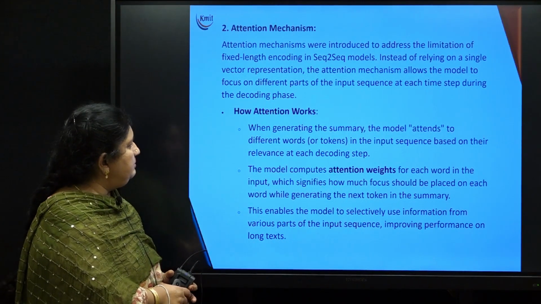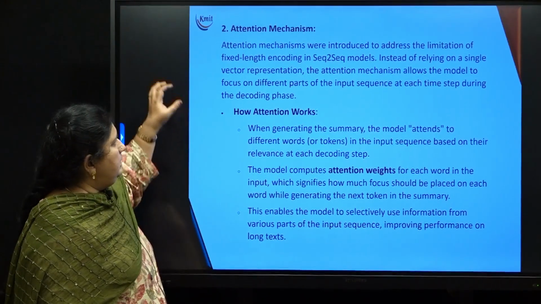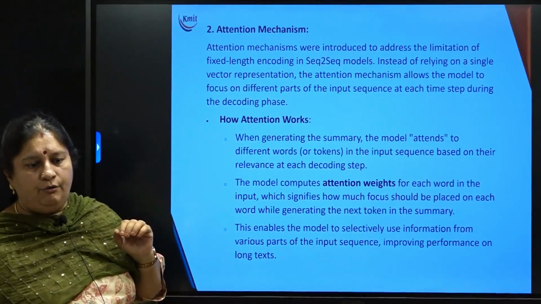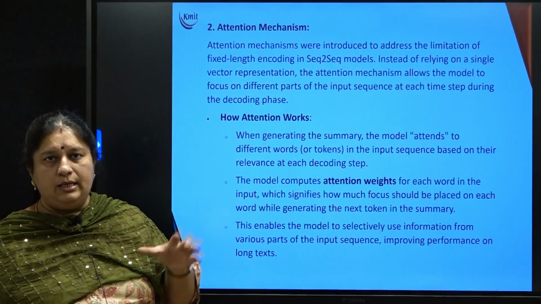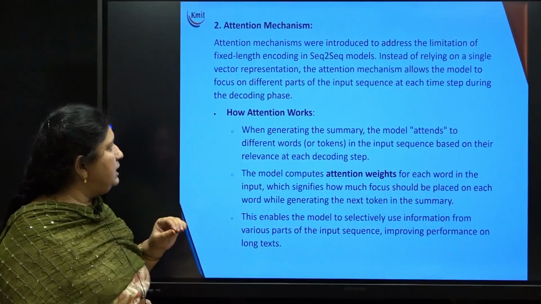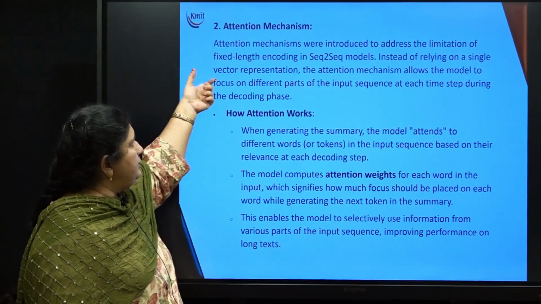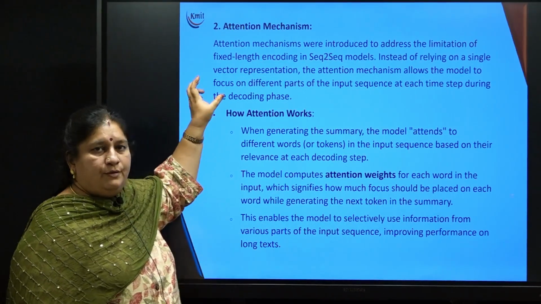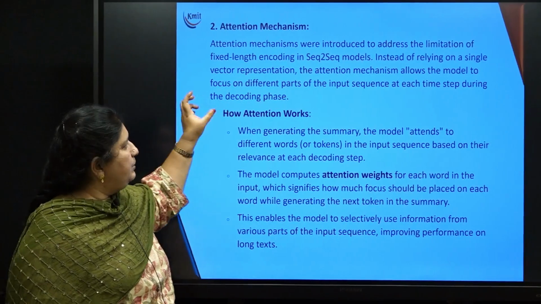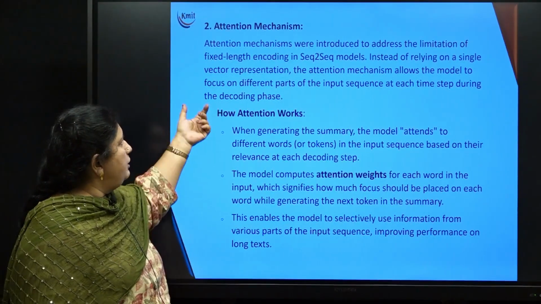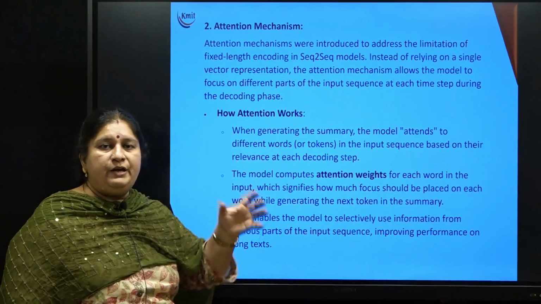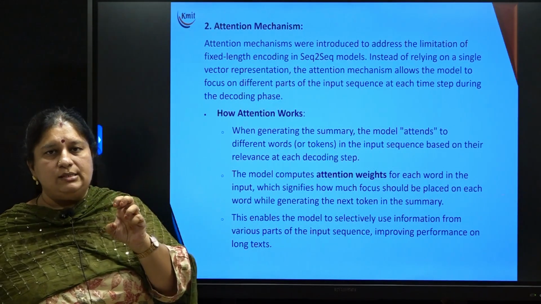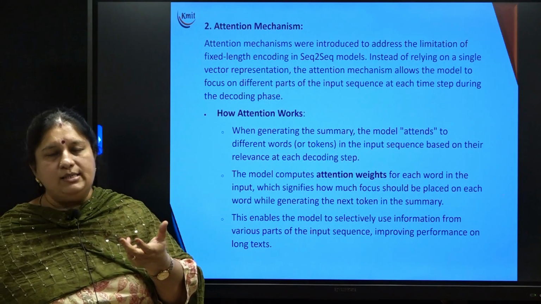What is the attention mechanism trying to do? The attention mechanism was the kind of solution for the limitations of the sequence to sequence model using fixed length encoding. What it will do is, instead of going for a single context vector, it allows the model to focus on different parts of the input sequence, and every sequence is handled one step at a time.